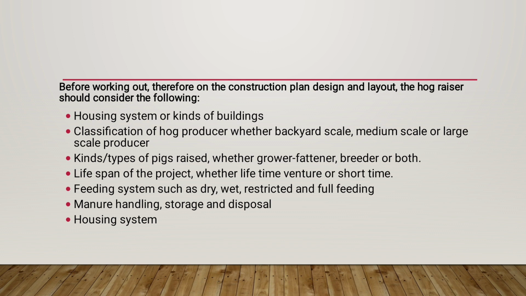Backyard scale producers are the farmers having a 1 to 10 sow level. The next, we have the large scale producer having 100 or more sow level. When we say sow level, this is the number of sows, which means the litter size and the fatteners are not yet included. The next, kinds or types of pig raised, whether grower, fattener, breeder, or both.